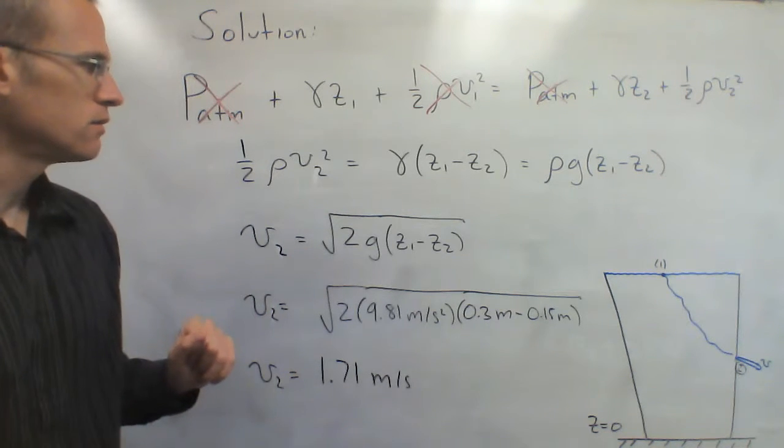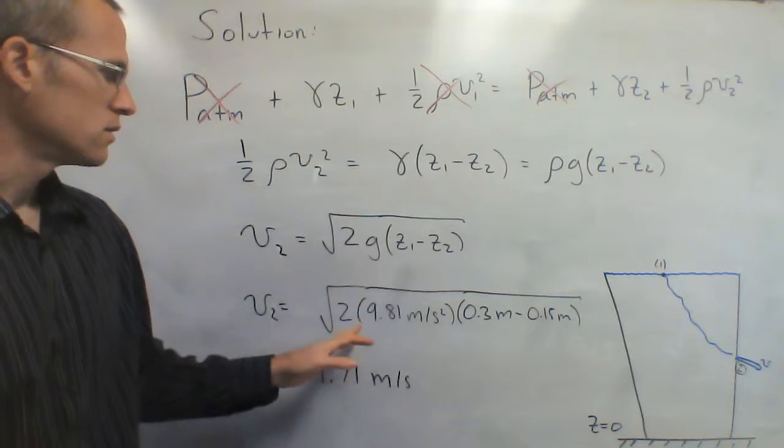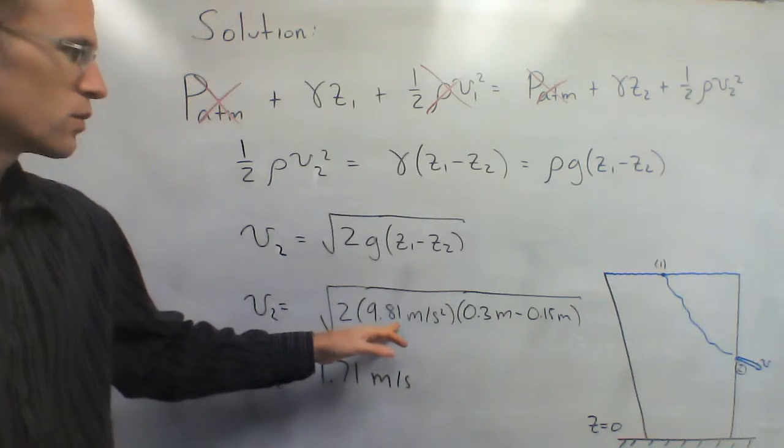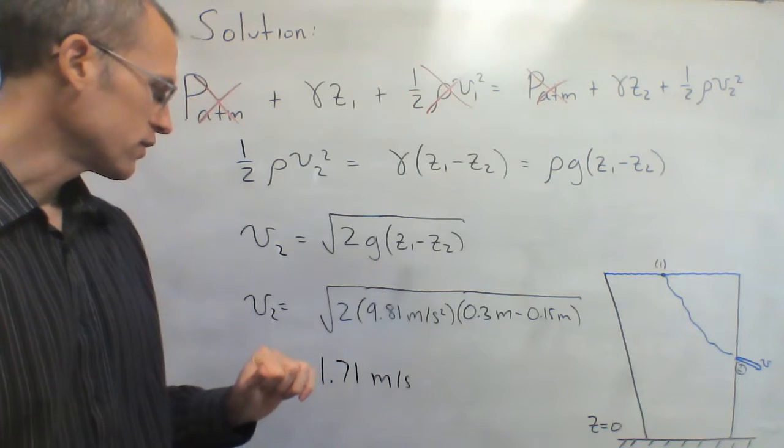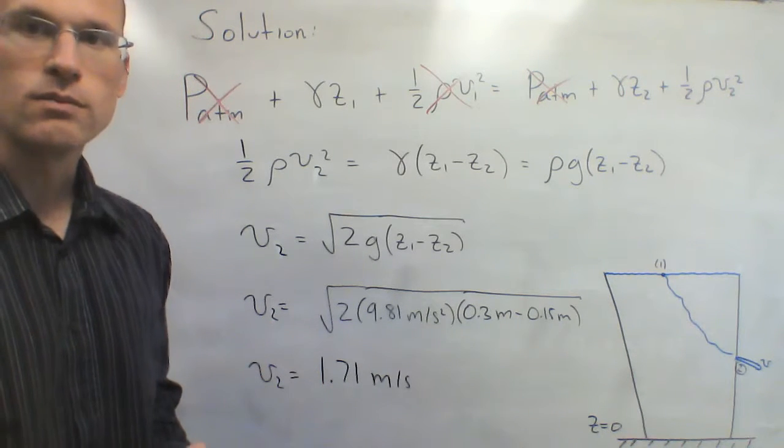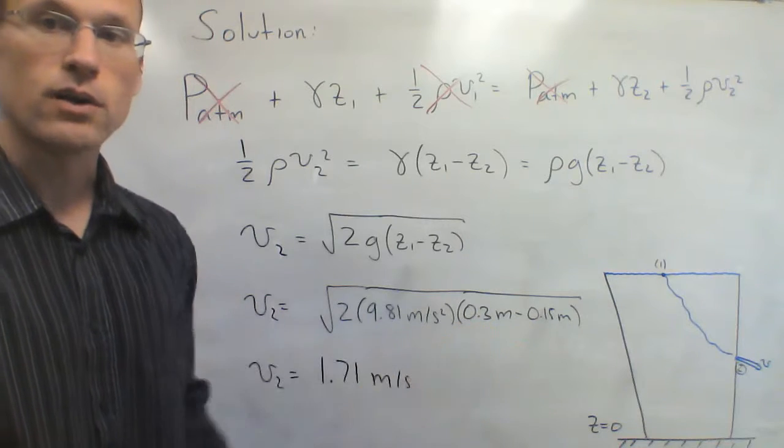V2 is the square root of 2g times (Z1 minus Z2). So 2, 9.81 meters per second squared, Z1 is 0.3 meters, Z2 is 0.15 meters. That gives me 1.71 meters per second as the velocity coming out of that hole.